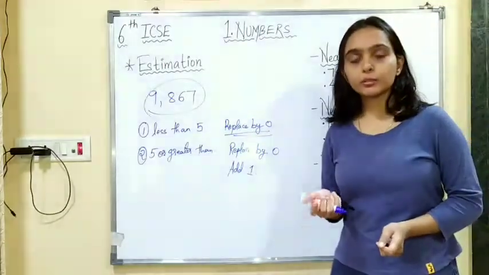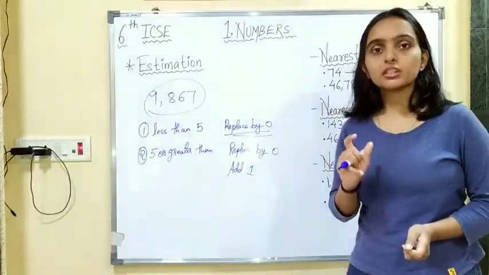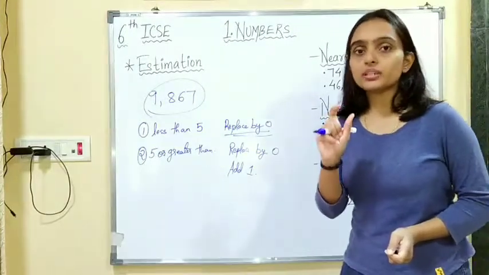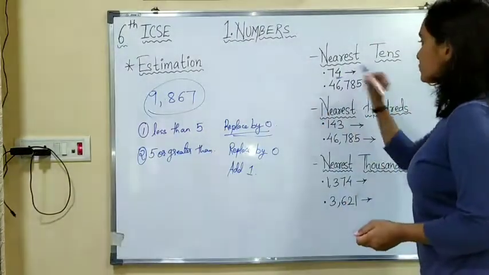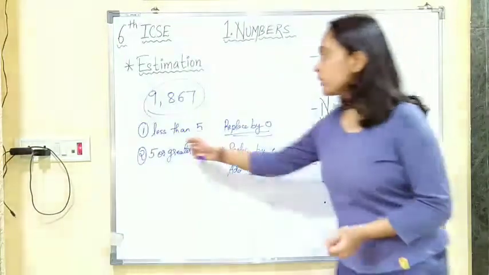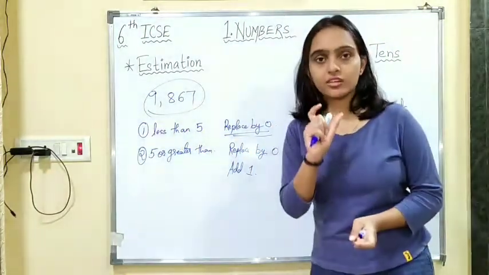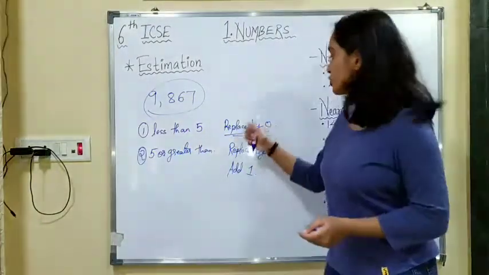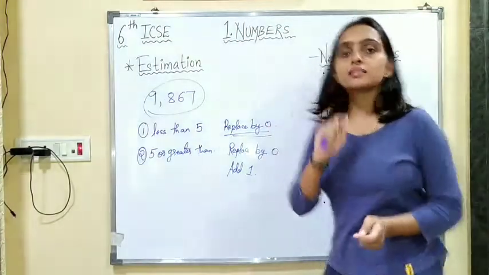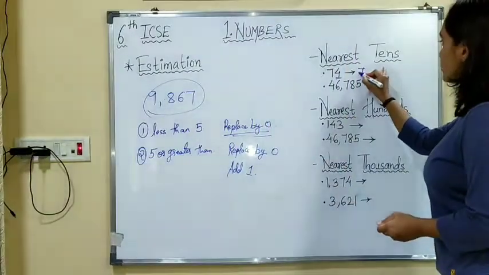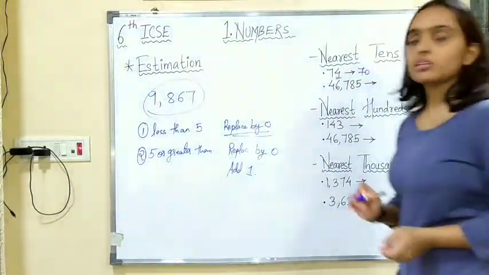For estimating a number to the tens place, we have to see the number at the units place, that is here. 4 is there. So according to this rule, the number is less than 5. As 4 is less than 5, we will just replace it by 0. So after estimating it will be 70.